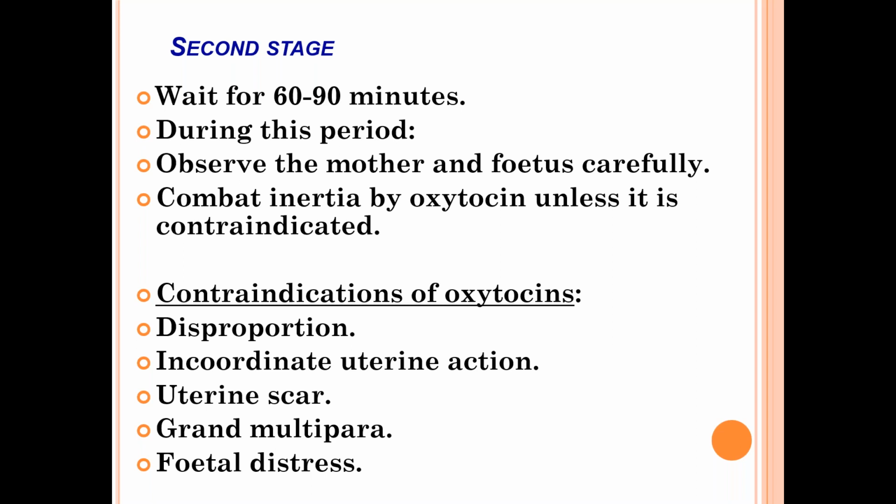So, what are the contraindications of oxytocin? That there is disproportion, cephalopelvic disproportion. In that case, we will not give oxytocin. Also incoordinate uterine action. If a uterine scar is there, from a previous uterine scar, we have to be very careful with giving oxytocin because it will lead to rupture of the uterus. It can be a grand multipara in which the uterus is very fragile. It's not a complete contraindication, but we have to give it very judiciously.